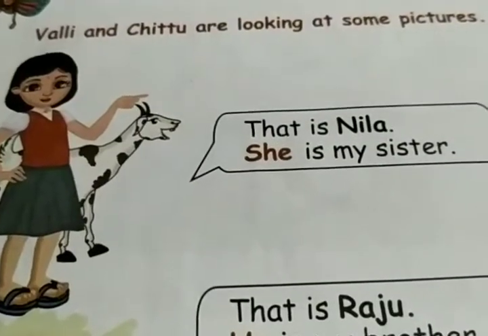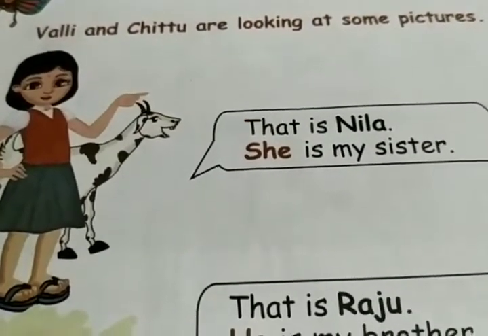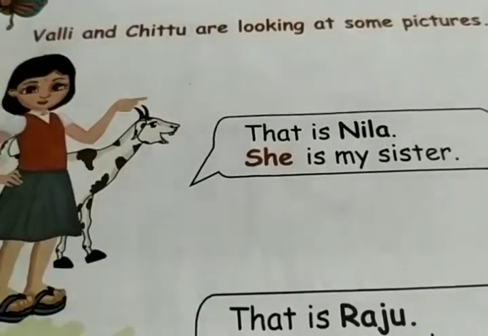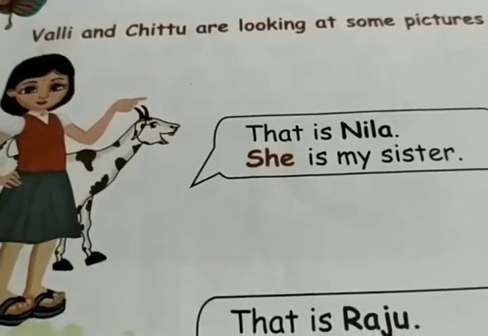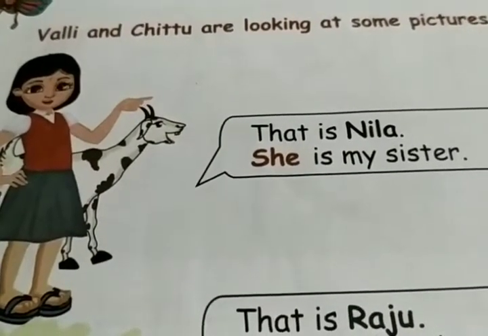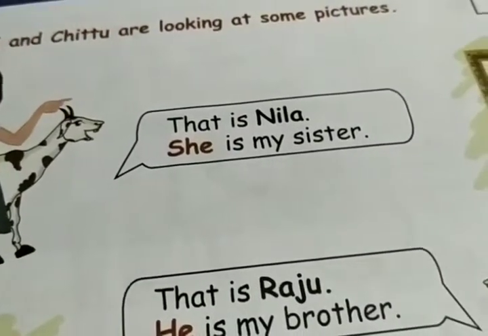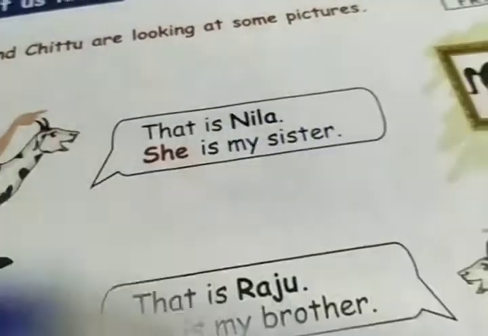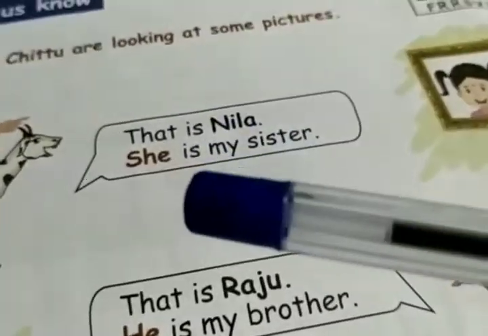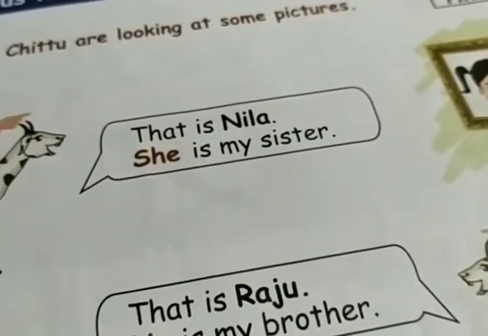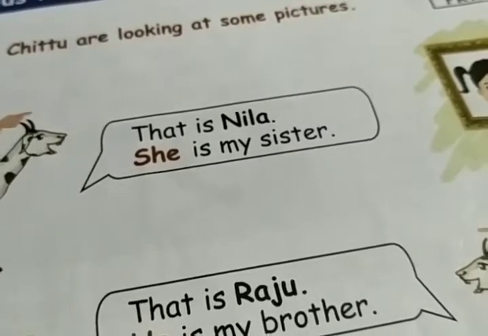And if it is a thing, what should we say? It, we say adu, idu. For example, a pen. Would we ask 'who is he' about a pen? No, isn't it? We ask 'what is this?' So for a thing we use it.